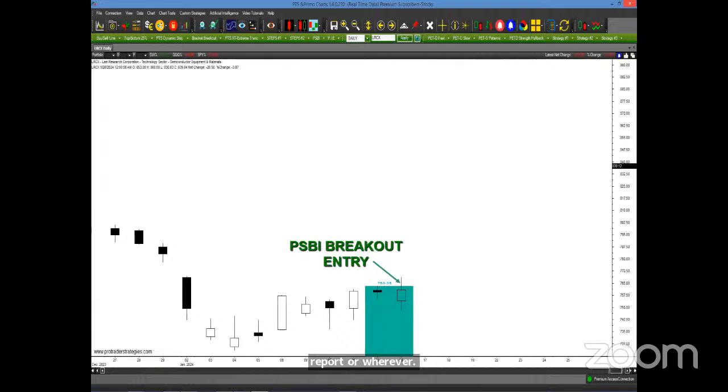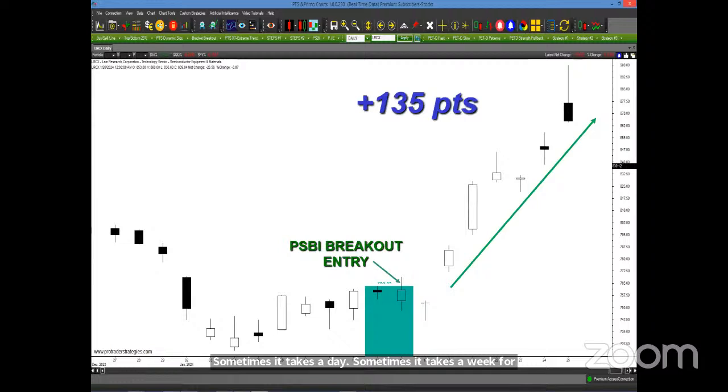How about LRCX? All right, another entry happened here. This was on the 16th of January. All right, the stock did not close above the breakout entry, but that's okay. All we need for it to do is trade above that area, and then it went right back down below. And on the next bar, it even went lower. Now, this is not cause for concern. Sometimes it takes a day, sometimes it takes a week for the signal to really kick in. But look what happened after that. Potentially, you could have captured 135 points in less than 2 weeks.